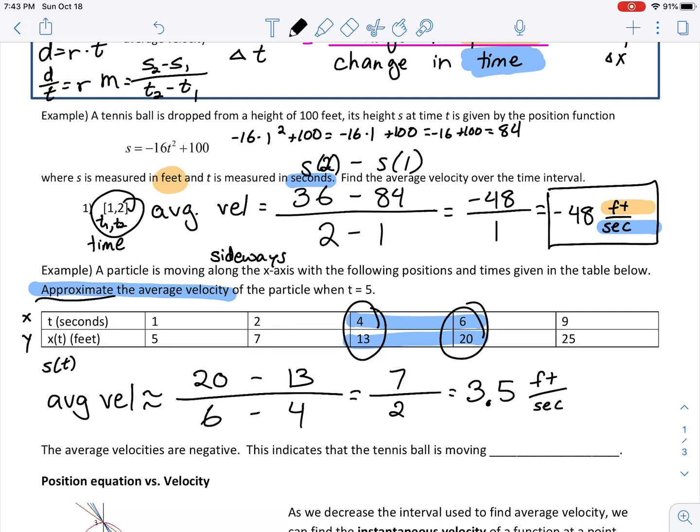Okay, so time is in seconds. That's your denominator. And feet is your numerator. That's the position. That's your velocity. What happened here?